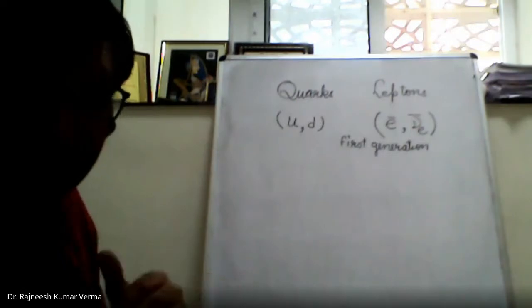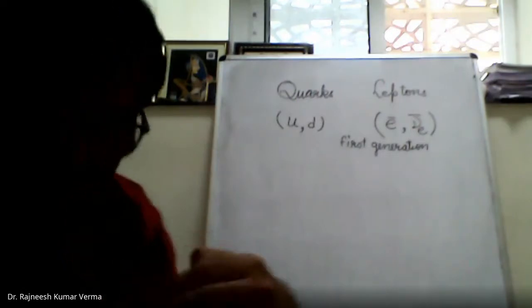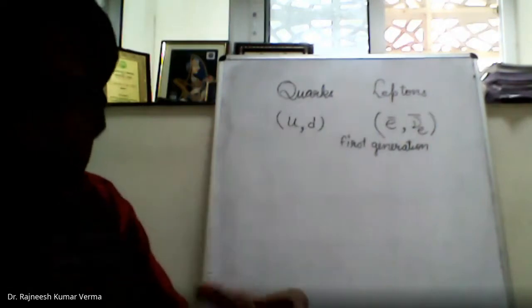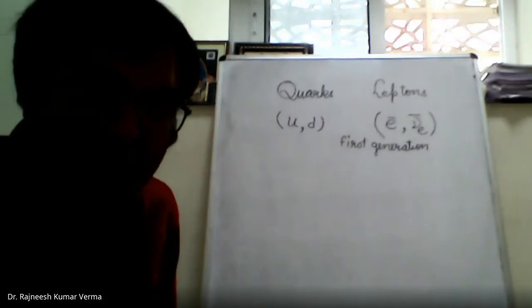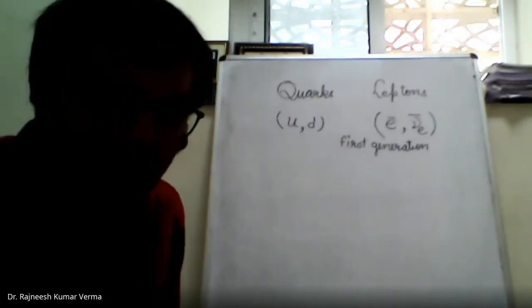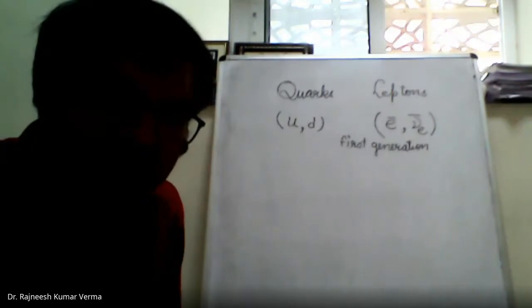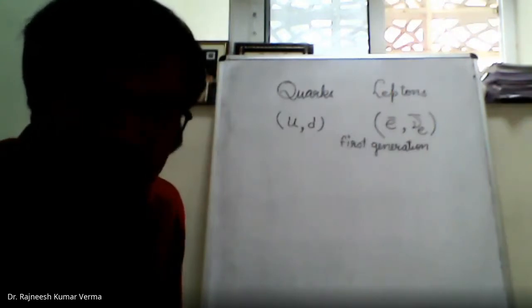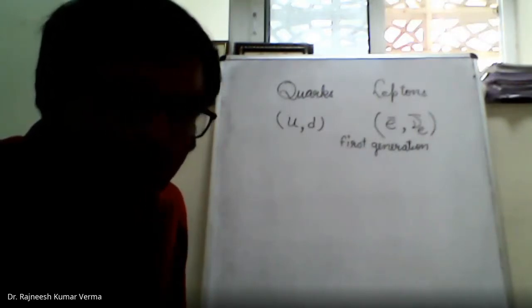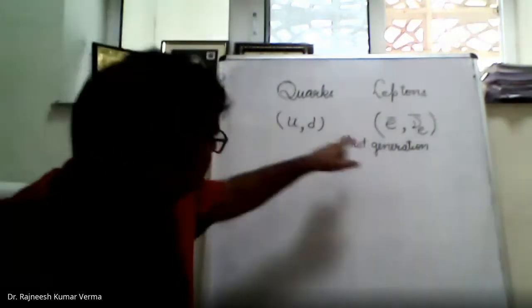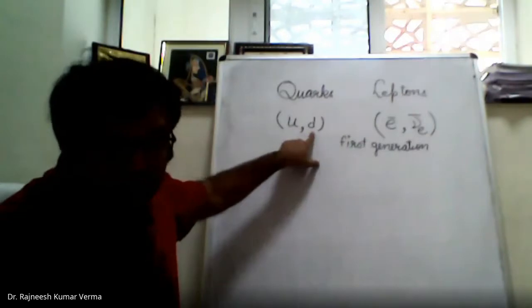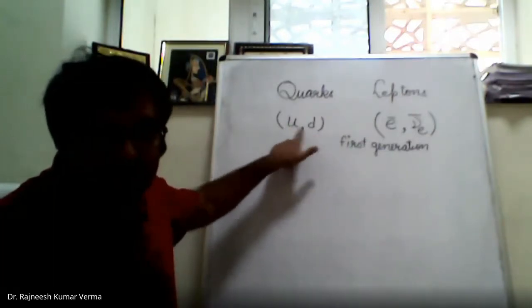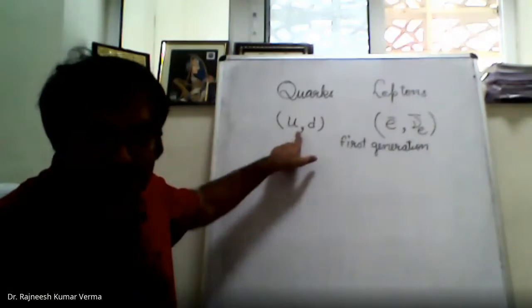So the first generation particles, the world of the first generation, is composed of only up and down quarks and the electron and its associated neutrino. The first generation is composed of only up and down quarks and electron and its neutrino. The charge of up quark is +2/3. Charge of down quark is -1/3. Therefore, the difference in the charge of these two is 1 unit.